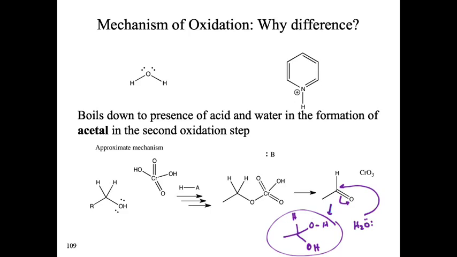In PCC, it's pyridinium. There's no water. If there's no water, I stop at the aldehyde. No water means no hydrate. No hydrate, no continuing of the reaction. So literally the only difference between PCC and chromic acid is the presence of water, which is easily tested.